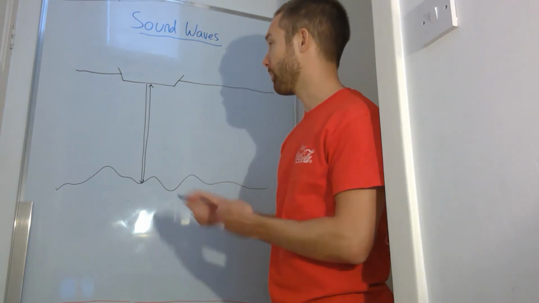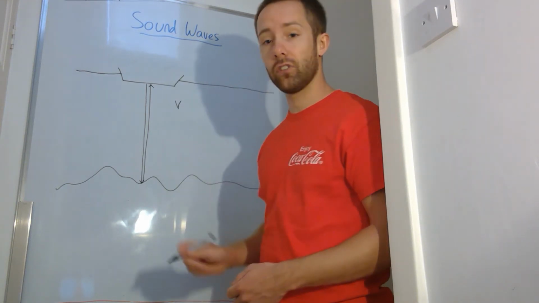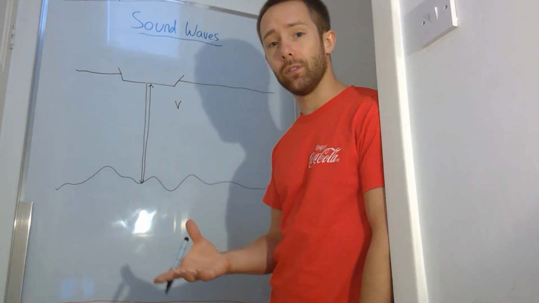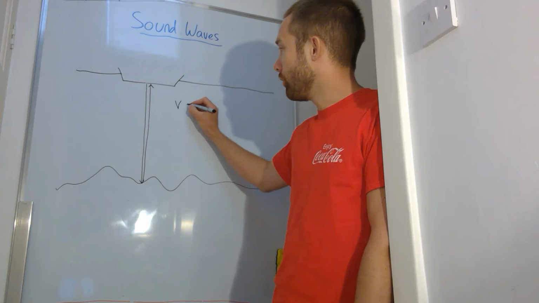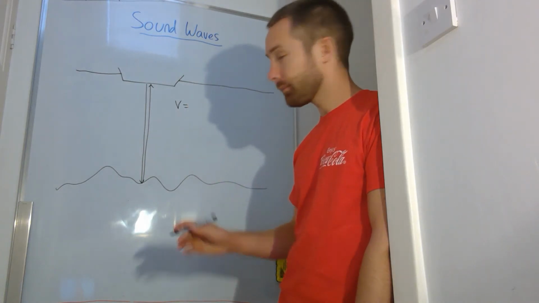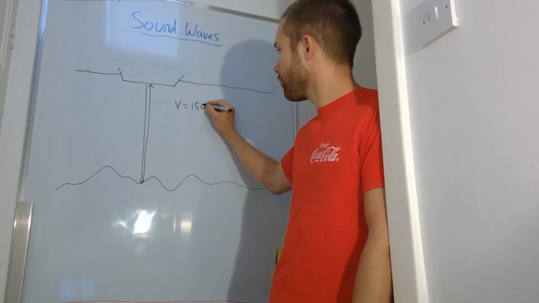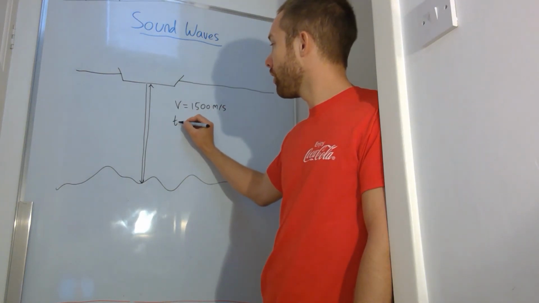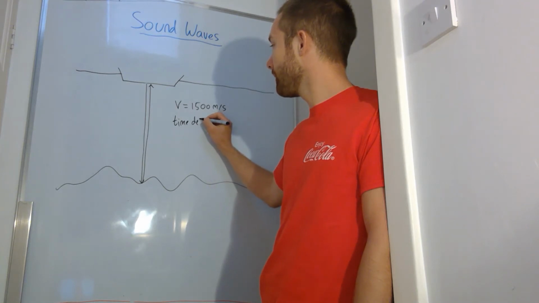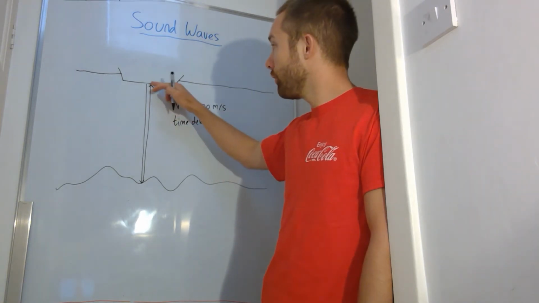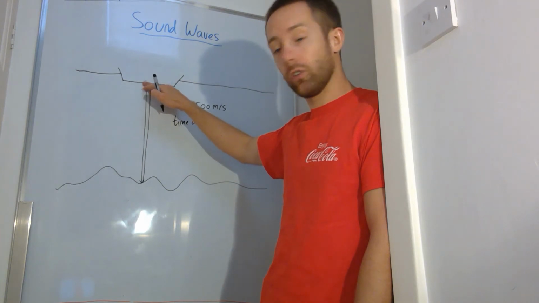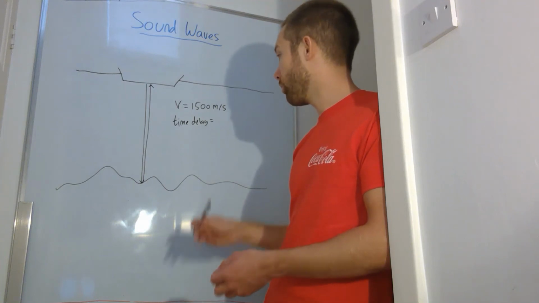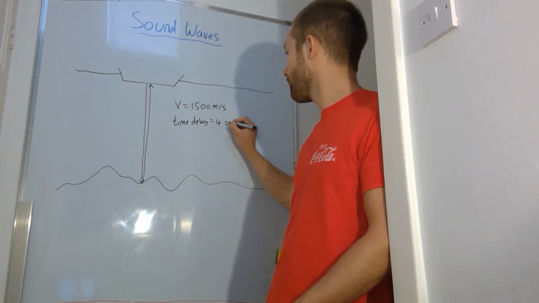Now let's say, for example, the speed of sound, sometimes they use c for the speed of sound or for the speed of light, I'm just going to keep it to v for now. So the speed of sound in water, we're going to say is 1,500 meters per second. And I'm going to say that the time delay, so that's the time it took for that pulse to leave the boat, get to the bottom and back up to the top again, was, let's say, 4 seconds.